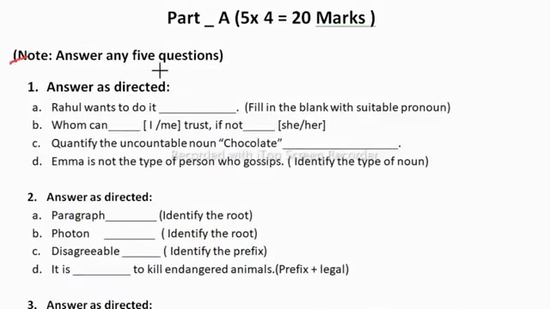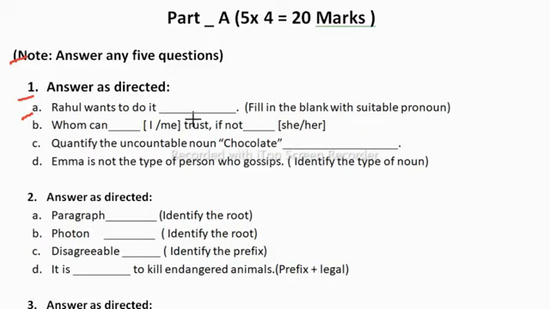First, answer as directed. Let's start reading the first one. A. Rahul wants to do it dash. Here you have to fill the blanks with the suitable pronoun. They will direct you what you have to do. Whatever is written in the bracket, you have to fill the blank according to these instructions. So you have to choose what you have to write here.